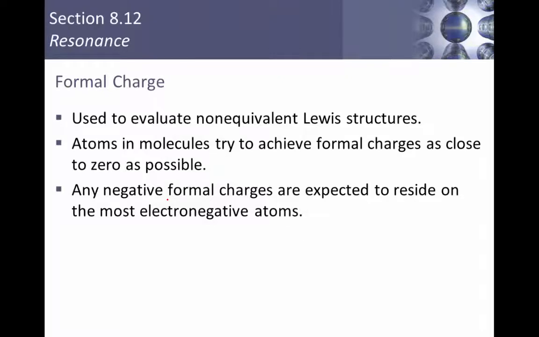All right. Now, sometimes it's possible to draw two different structures and still obey the octet rule. So then, how do you know which structure is correct? These are non-equivalent, whereas the resonance structures were equivalent and blends. This is a situation where you have two totally different structures that can possibly be drawn. Well, what you do is you use what's like a bookkeeping system.